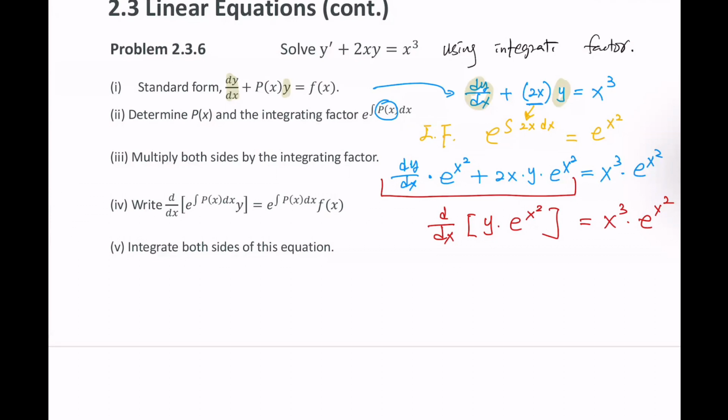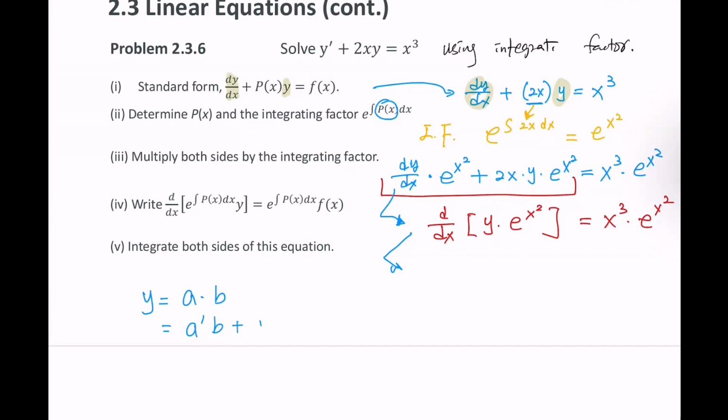Whoa, wait a minute. What just happened? How can we say the first term, dy over dx times e to the x squared, is in here, and what happened to the second term? It's not really straightforward going from here to here. However, if we do d over dx of these two terms and apply the product rule, so when we have y equals a times b, both in terms of x, we do a prime b plus a b prime: first derivative of second plus first second derivative. Do you remember this? It's the product rule.